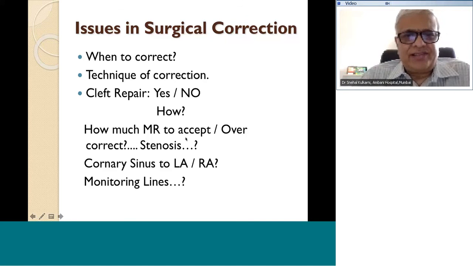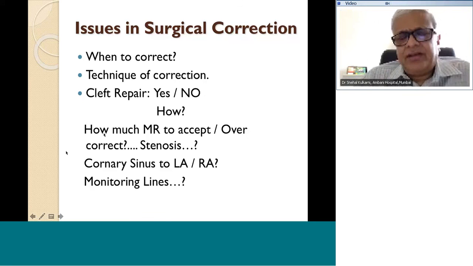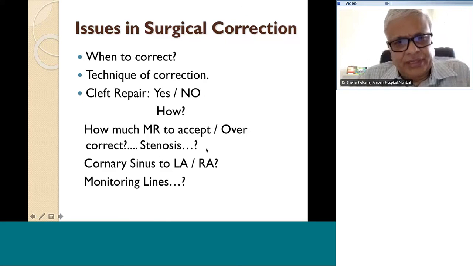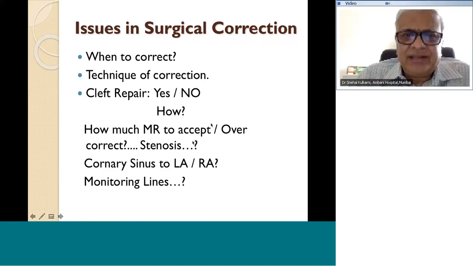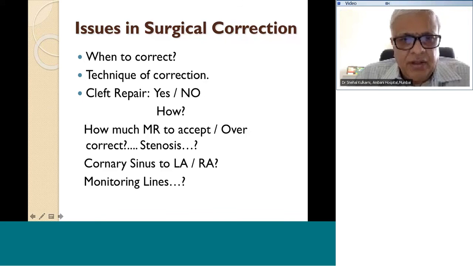How much mitral valve regurgitation to accept, either overcorrect or stenosis? Well, I think it depends. We always try to see that there's no regurgitation, but I think a trivial regurgitation should be all right. But if it is overcorrected, you don't have to have mean gradients of more than 2 to 4 in the mitral valve. Anything more than that, I think we'll have to have a relook at the repair.